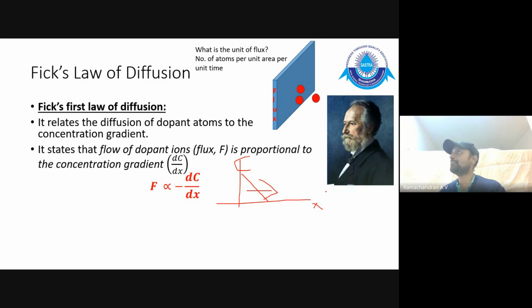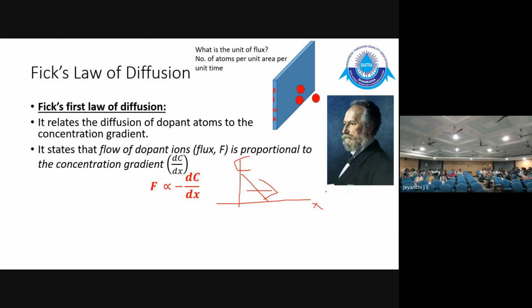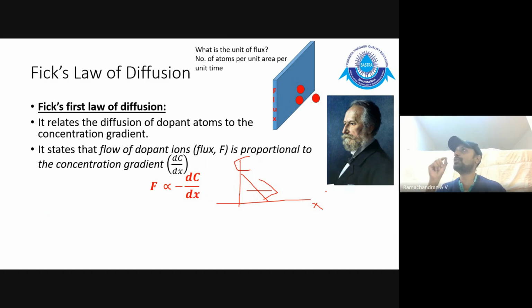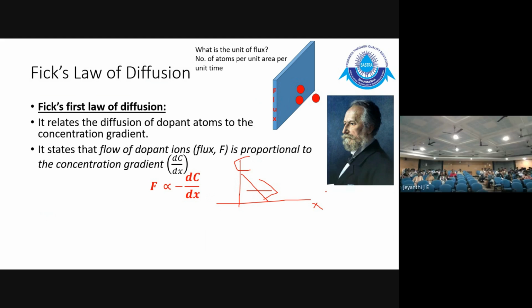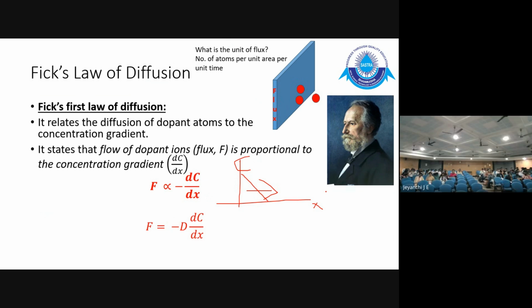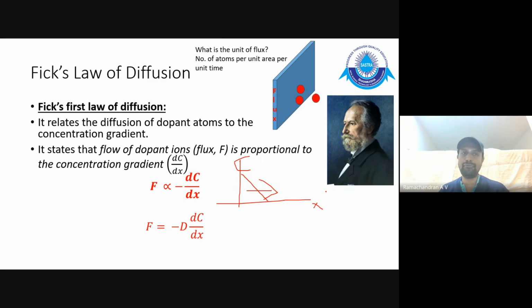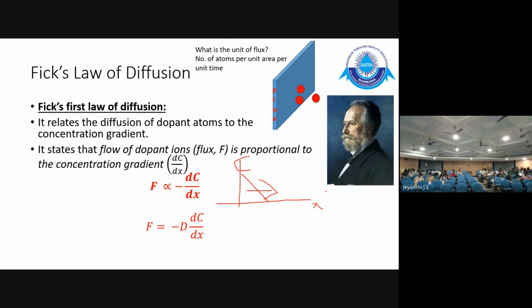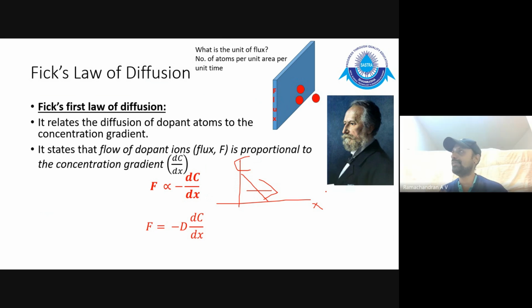Okay, all fine. But now, how do you remove the proportionality sign? Proportionality constant, exactly. So the proportionality constant is called the diffusion coefficient, and that gives you Fick's first law. So F equal to minus D into dou c by dou x. So that is the first law of diffusion, where D means diffusion coefficient or diffusivity.